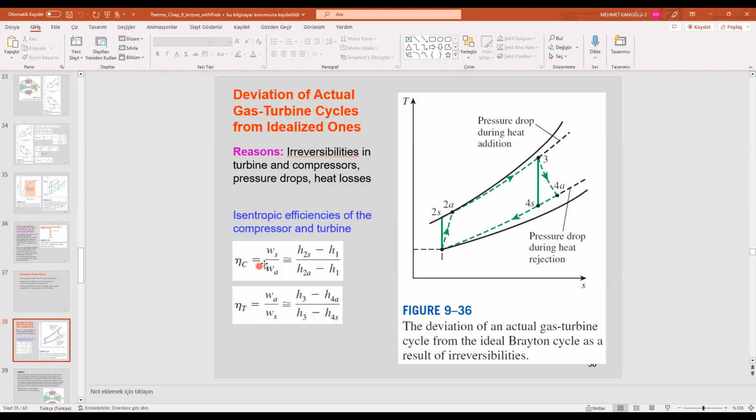Isentropic efficiency of the compressor is defined as isentropic work over actual work. For the turbine, actual work over isentropic work. And how do you find isentropic work in the compressor? H2s minus H1. What is the meaning of H1? Enthalpy at the inlet of the compressor. What is the meaning of H2s? The enthalpy at the compressor exit if the process was isentropic. For that, S2 is equal to S1. And H2a here represents the actual exit state for the compressor. So you have the similar description for the turbine formula.